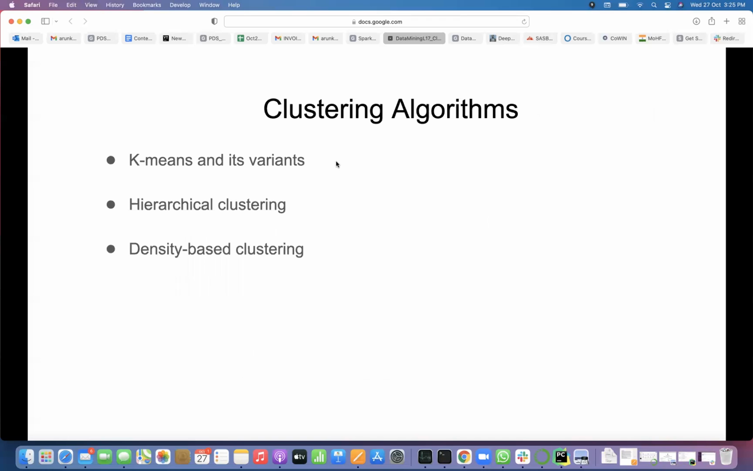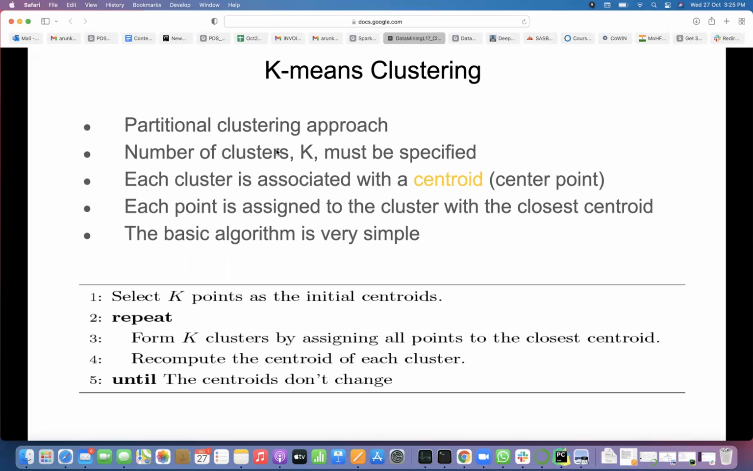What we study here are three types of clustering algorithms: k-means and its variants, hierarchical clustering, and then density-based clustering. Today we'll try to finish k-means, because we have already studied it, so it shouldn't take much time. K-means is a partitional clustering approach. The number of clusters k must be specified as user input. Each cluster is associated with a centroid, the center point. Each point is assigned to the cluster with the closest centroid.